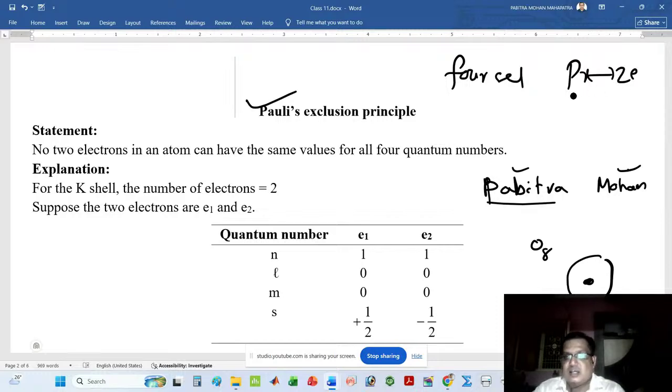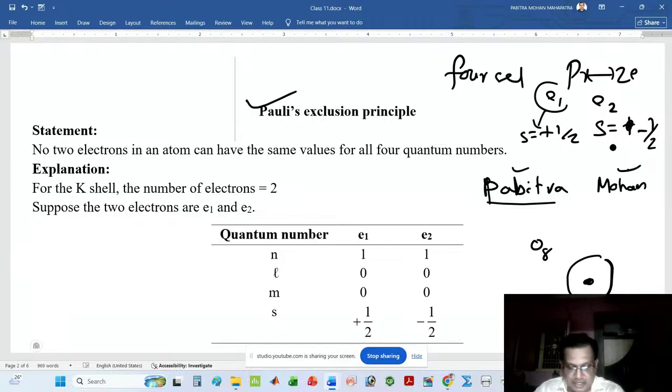Here we can say that this is your E1 and E2. We cannot say that E1 and E2 have the same set of four quantum numbers. You cannot say that the spin quantum number is the same, because we know that in an orbital the two electrons spin in opposite directions. Suppose E1 is in the clockwise direction, that is, s is equal to plus half, then it is compulsory for E2 to spin in the anti-clockwise direction. That means it must have minus half. You cannot say that the value of s is equal to plus half for both. So the two electrons do not have the same set of four quantum numbers.